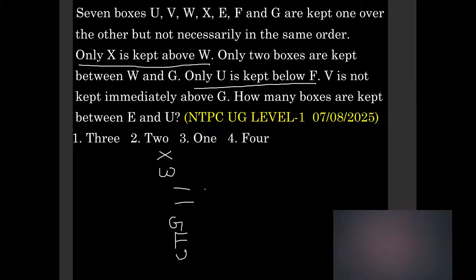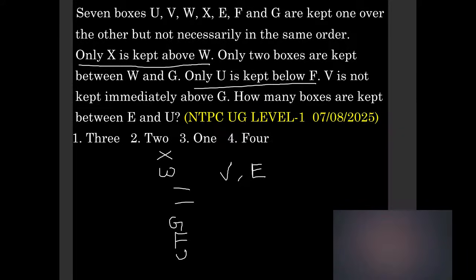Now here we placed five boxes. So two boxes are remaining. If we check for them from the order in the question, U is over, V is remaining. Next, W, X, E. So W is over, X is over, E is remaining. So V and E are remaining. In those two places, we should take V and E.